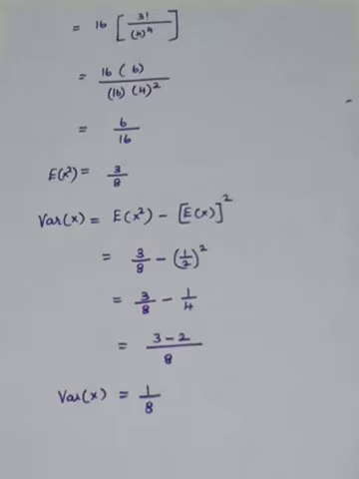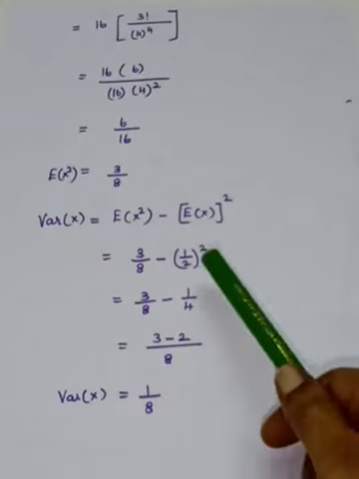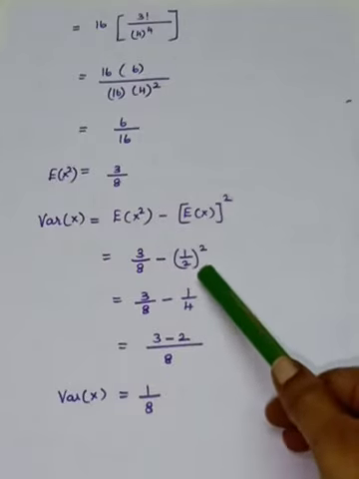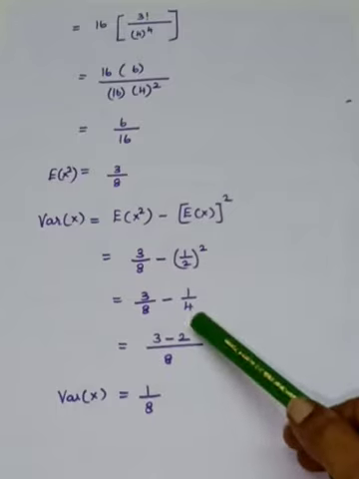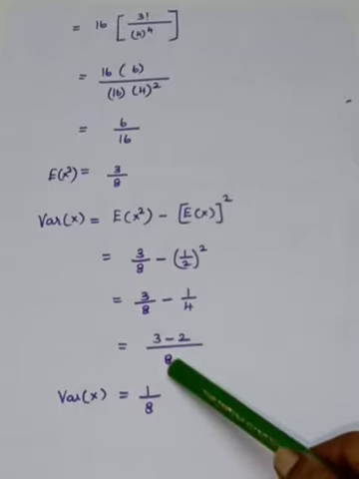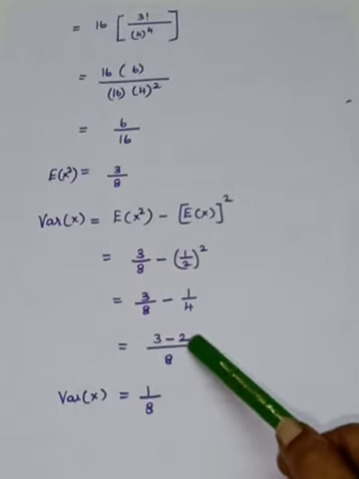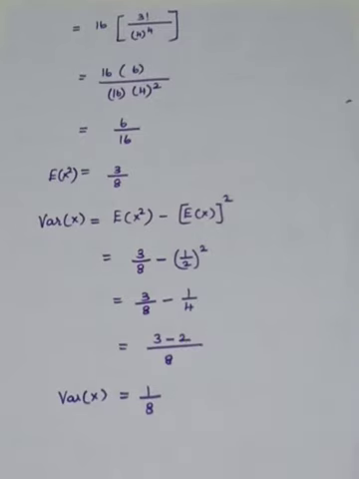Apply it in the variance formula. Variance of x is equal to E of x squared minus E of x the whole squared. E of x we have already found, it is 1 by 2. So 1 by 2 the whole squared is 1 by 4. If you take LCM, LCM is 8. So 3 minus 2, that is 1 by 8.